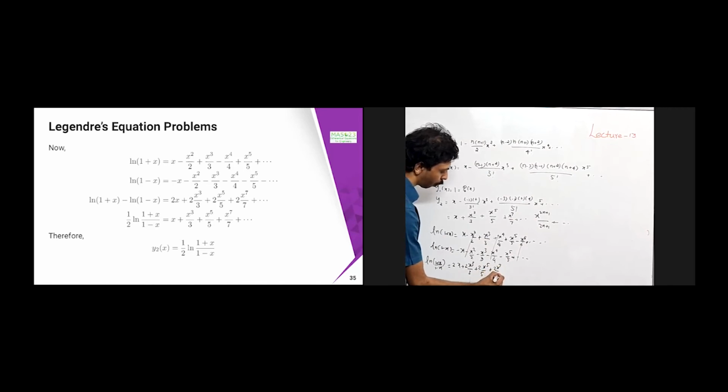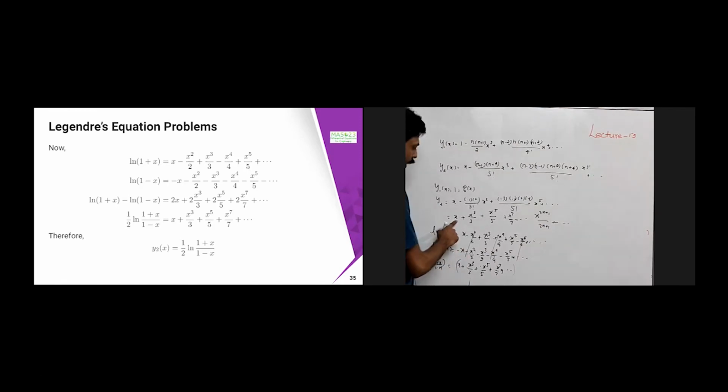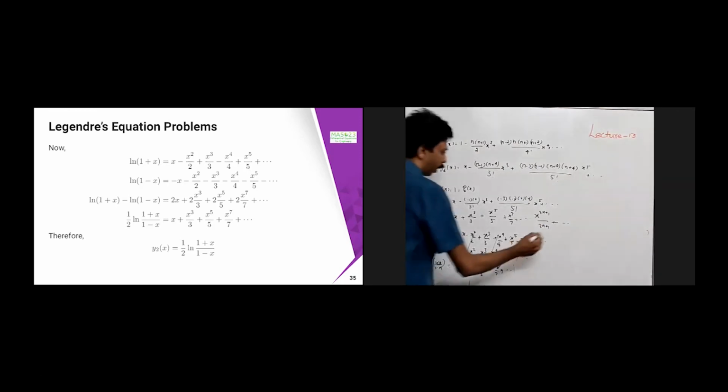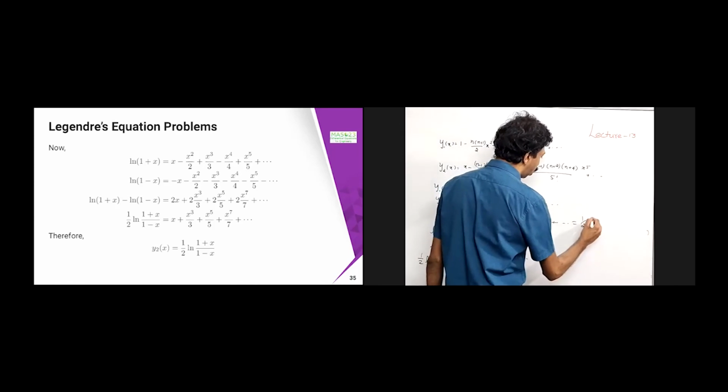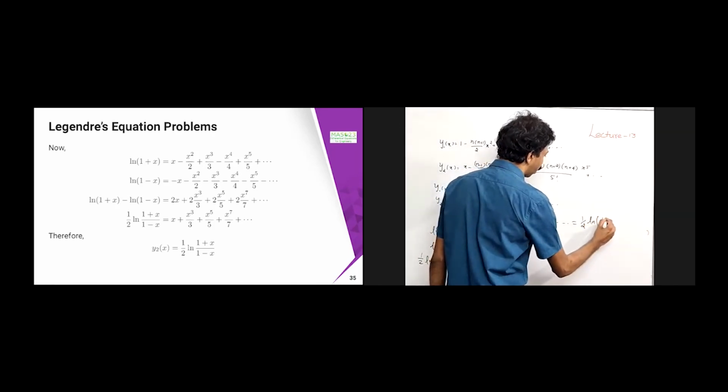is going to come. So I can take 2 out, therefore this is going to become 2, everything is going to go over. I can bring that 2 over here, therefore this is going to become 1 by 2 into ln(1 plus x) into 1 divided by (1 minus x). So you can see that this is the same thing as this one, therefore I can write this as 1 by 2 into ln of (1 plus x) divided by (1 minus x).